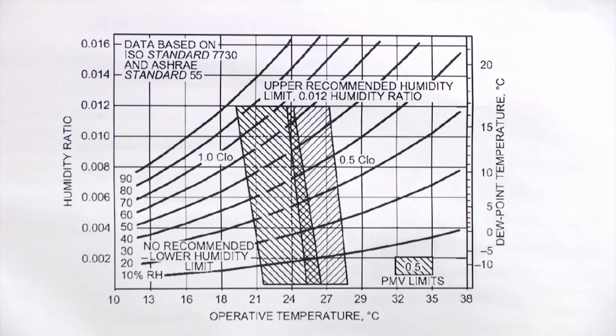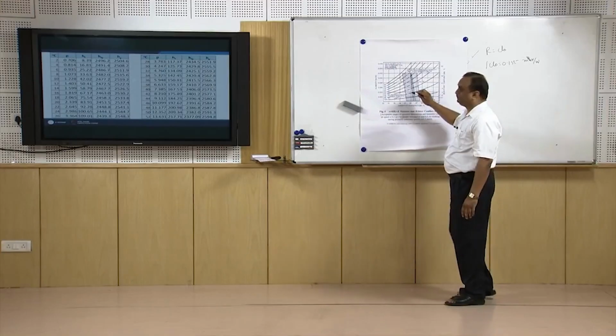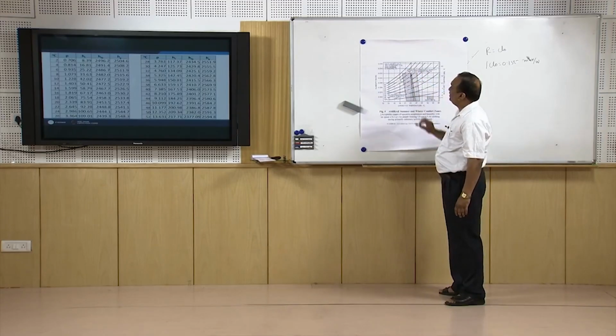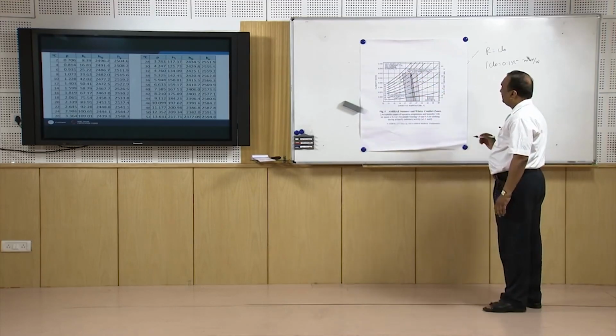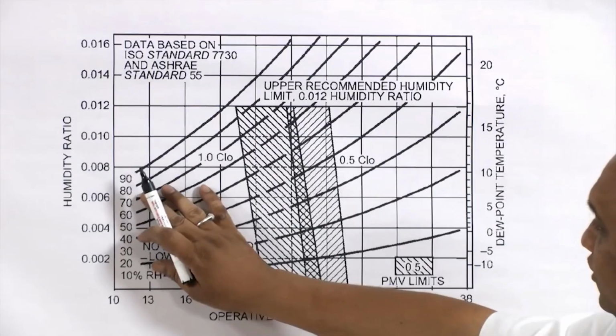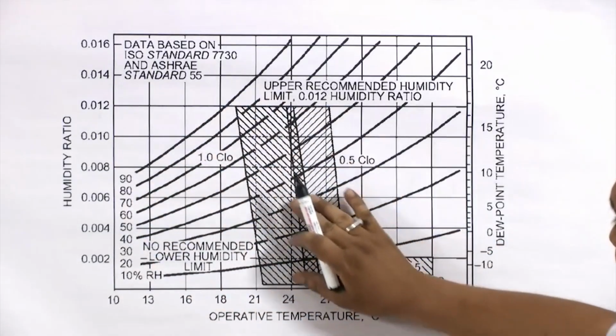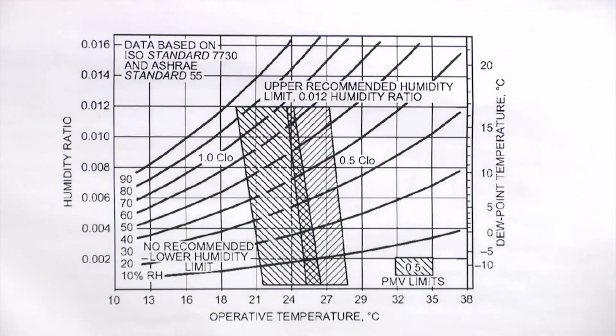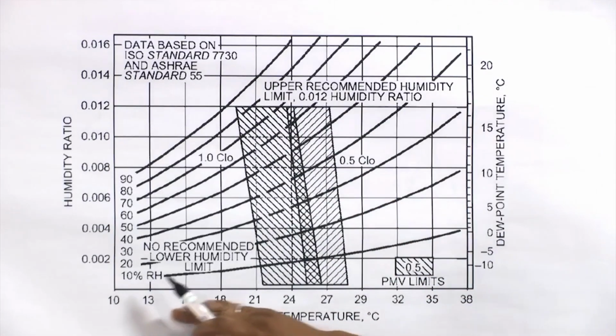But under any circumstances, the specific humidity is not allowed to be more than 12 milligrams per kg of dry air. So this is a restricted area, this is a restricted area. Here you are not supposed to design the system, and the comfort is confined to only this area, and this is the operative temperature of the surroundings.